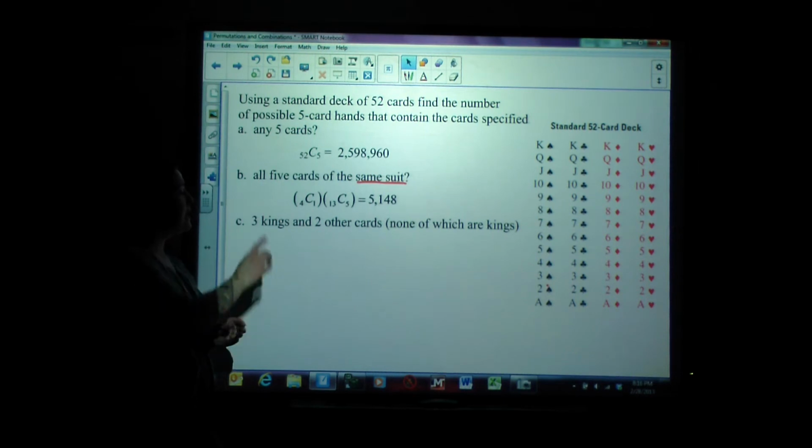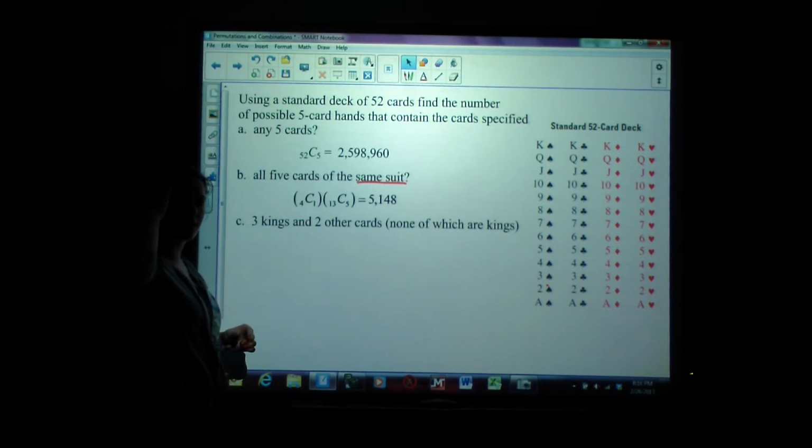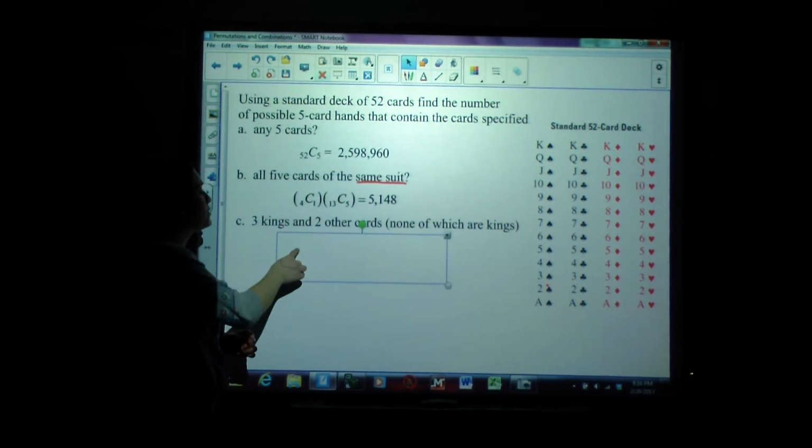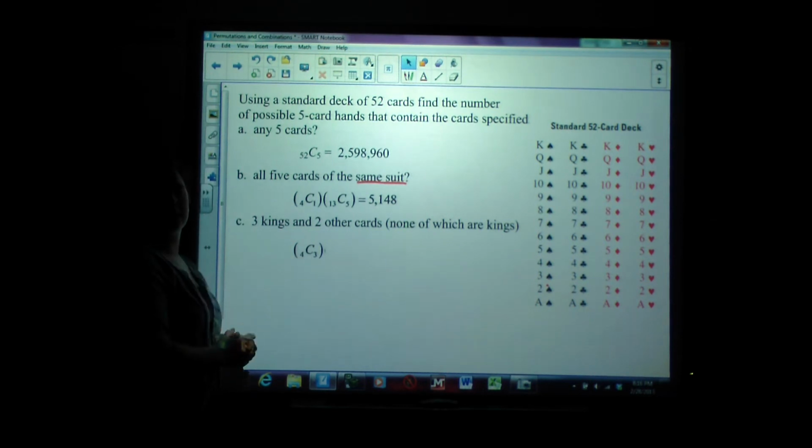Now, how many ways are there to be dealt 3 kings and 2 other cards that are not kings? Now this is very specific, 3 kings. How many ways are there to be dealt 3 kings? Well, let's think of part and total. How many total kings are there? There's 4 total kings, and I'm going to be dealt 3 of them. So the first part of this should be picking the kings. 4 combinations of 3 tells me how many ways I can be dealt kings.